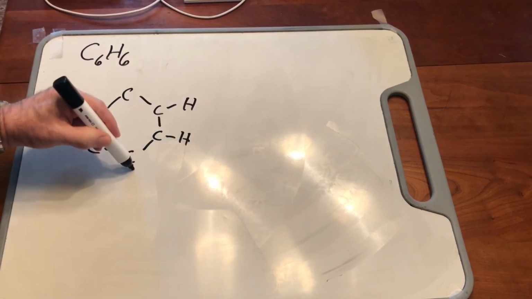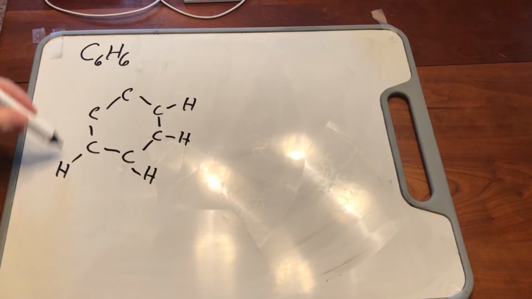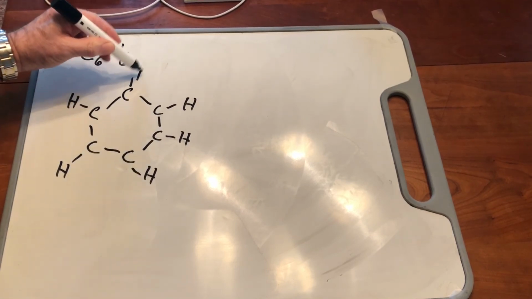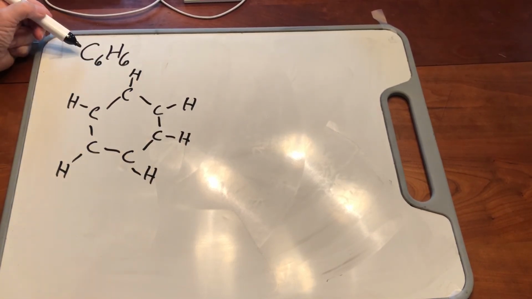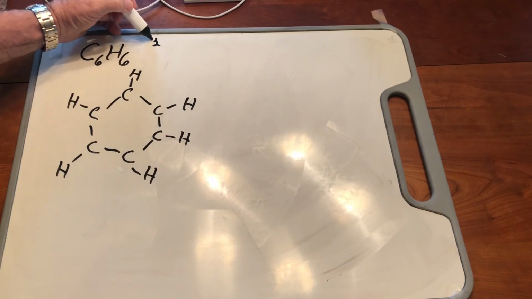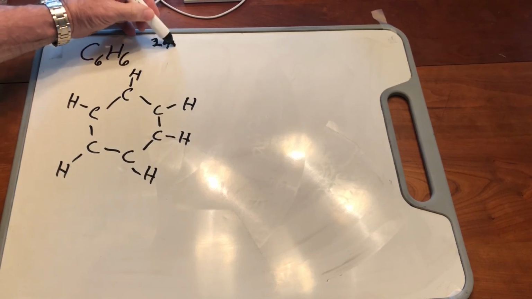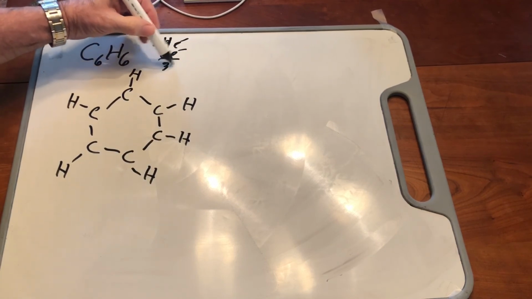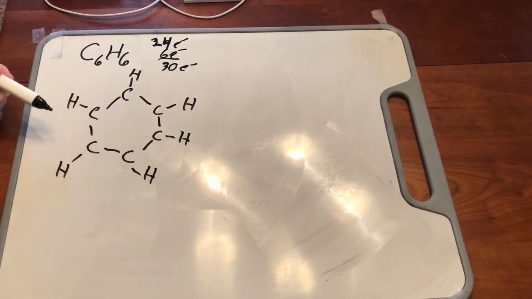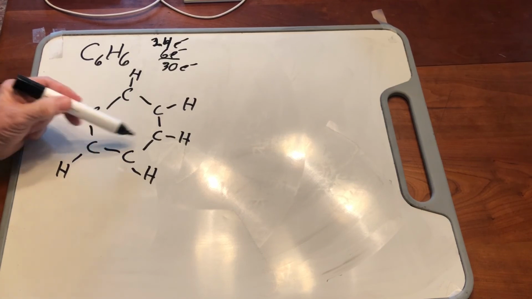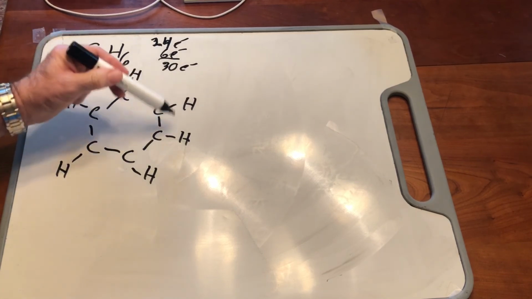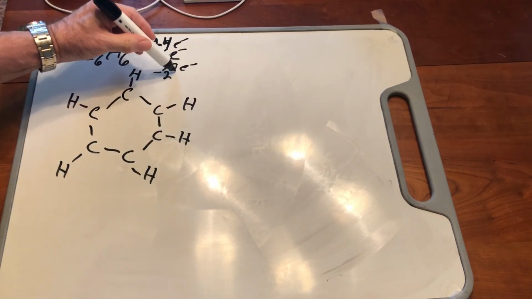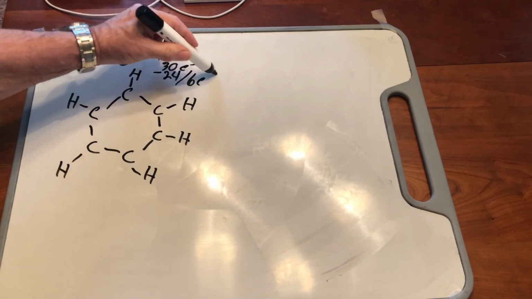Now I'm just going to draw in all the bonds first, and then we're going to count electrons and see where we are. I know I'm doing this a little out of order. 6 times 4 is 24 electrons for the carbons, and then 6 for the hydrogens. We've got 30 electrons. How many pairs do we use up? 1, 2, 3, 4, 5, 6, 7, 8, 9, 10, 11, 12. That's 24. So we have 6 electrons left.